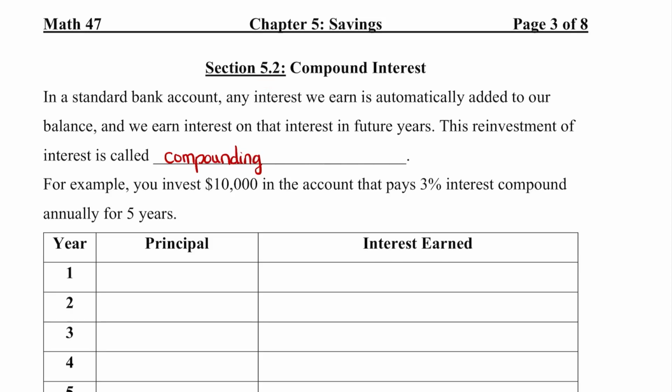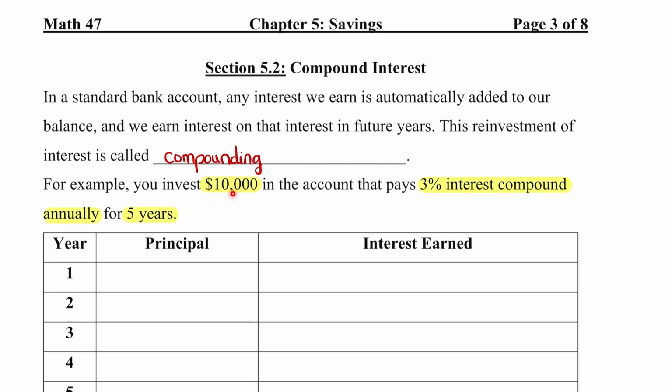Section 5.2, Compound Interest. In a standard bank account, any interest we earn is automatically added to our balance, and we earn interest on that interest in future years. This reinvestment of interest is called compounding. For example, you invest $10,000 in an account that pays 3% interest compounded annually for 5 years.